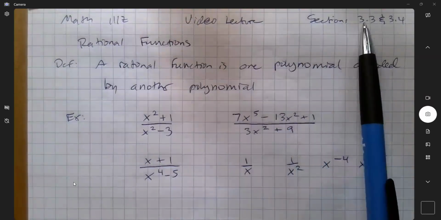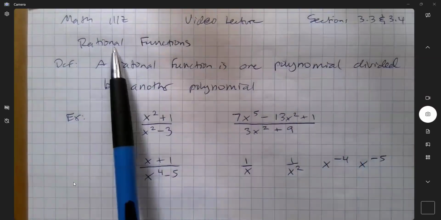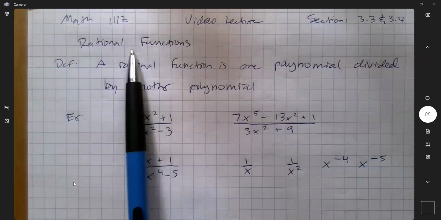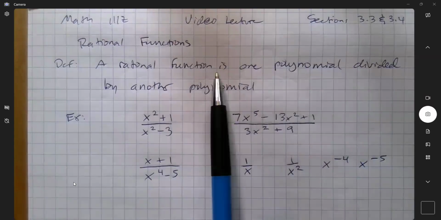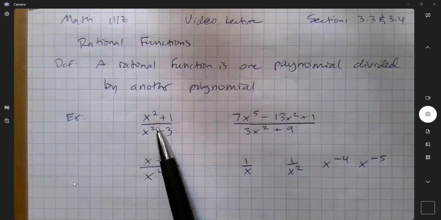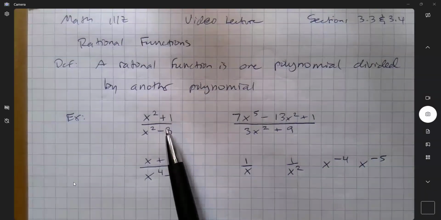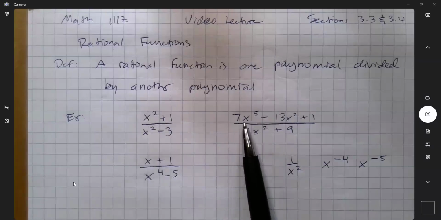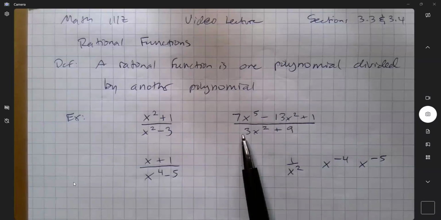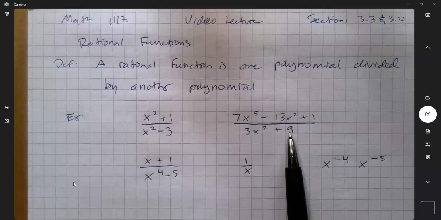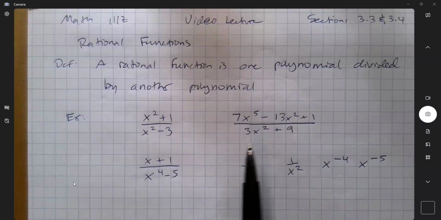We're going to cover sections 3.3 and 3.4, which is about rational functions. Starting with the definition, a rational function is simply one polynomial divided by another polynomial. X squared plus 1 over x squared minus 3, because that's one polynomial divided by another polynomial. You don't have to have the same degree in the top and the bottom. 7x to the fifth minus 13x squared plus 1 divided by 3x squared plus 9. That's a rational function. Or x plus 1 over x to the fourth minus 5.